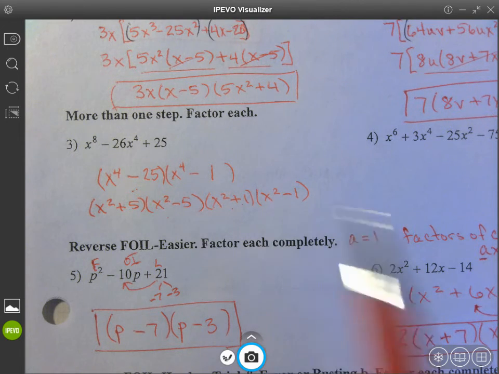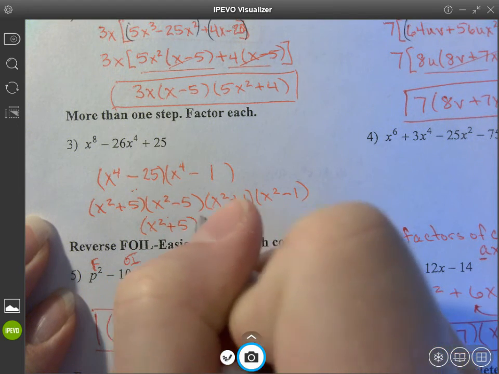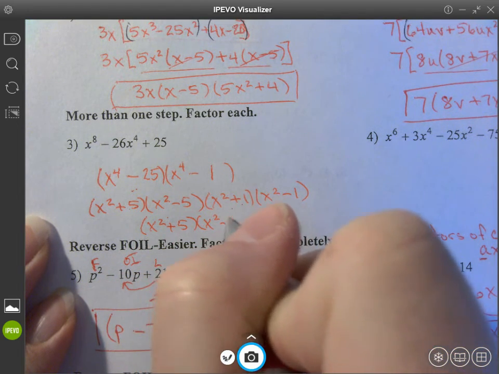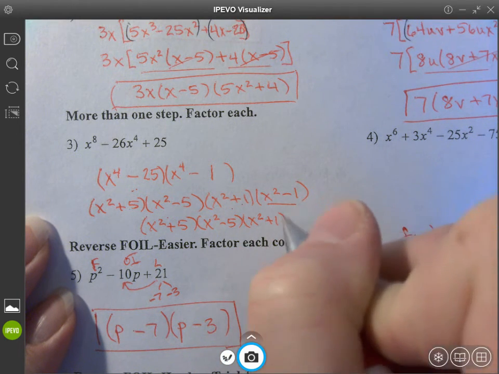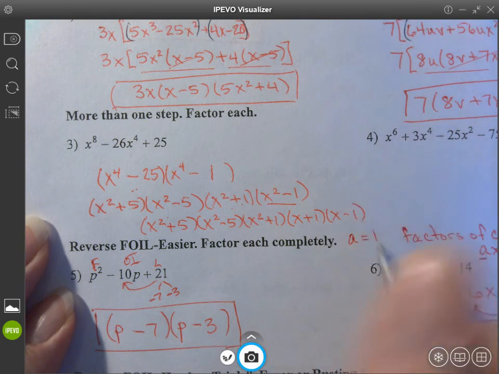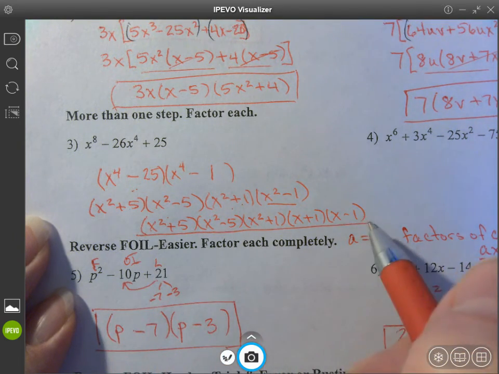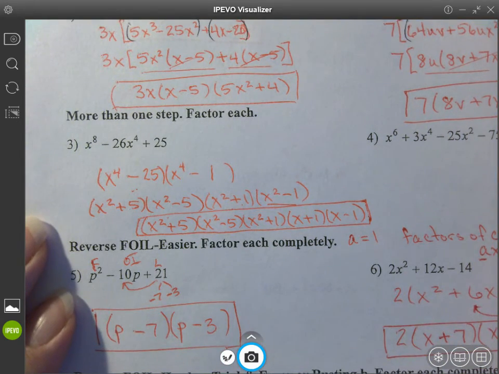Do you see it? All right, so we would have x squared plus 5, x squared minus 5, the same x squared plus 1, but this is what I'm factoring: x plus 1, x minus 1. Now I've double checked everything with higher powers. Now I've got it factored completely.